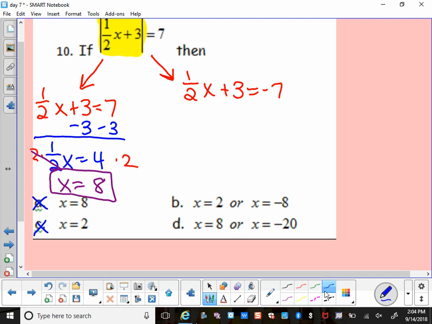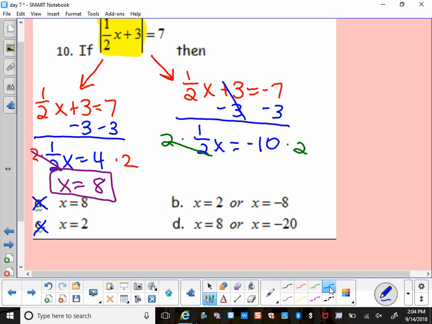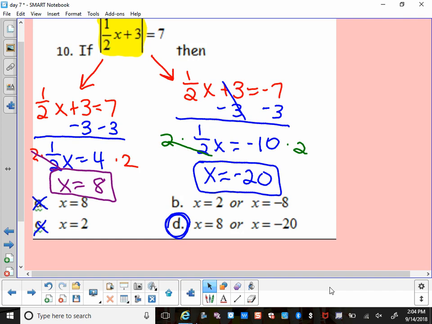On the other side, I subtract 3. And I have 1/2 x is equal to negative 10, times 2 on each side. So x equals negative 20. I'm just going to check these really quick. 10 plus 3. So how does that one work? 8. 4. Your answer is D. Questions on what we did today?